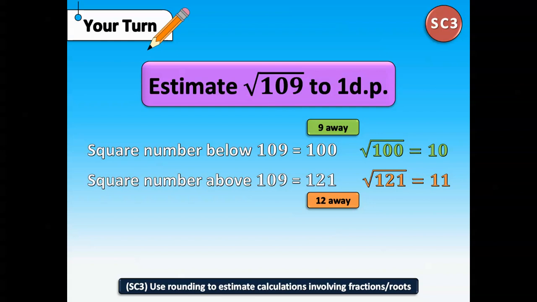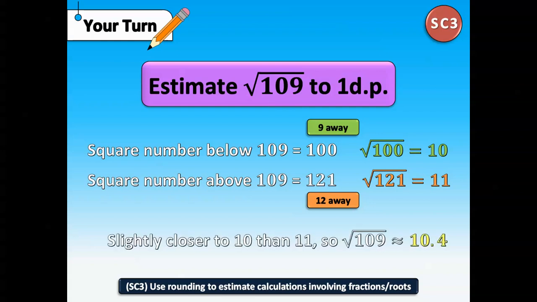Now 109 is closer to 100 than it is to 121. So our answer needs to be closer to 10 than it is to 11. So the square root of 109 can be approximately 10.4.